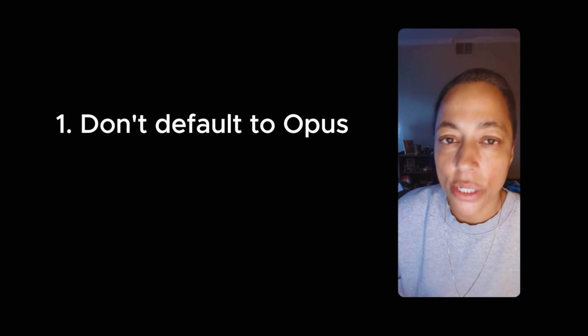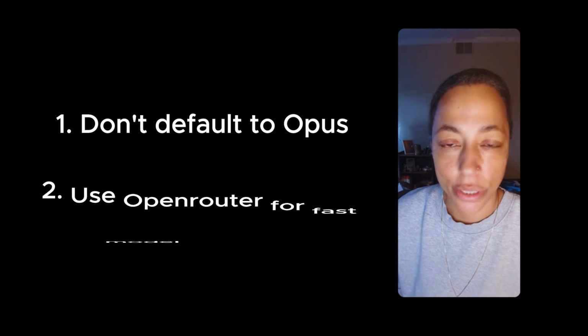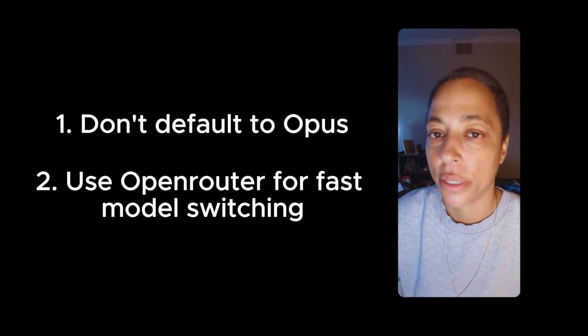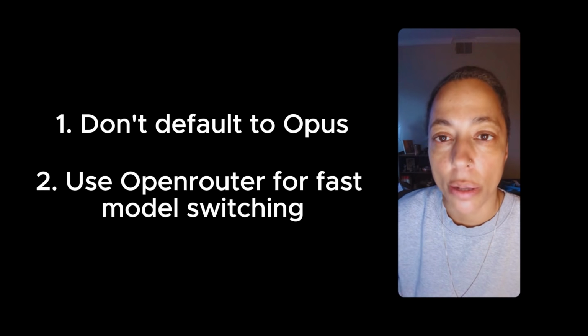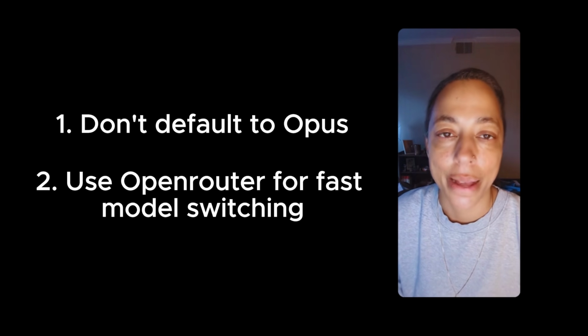So the takeaway is this. You don't need to default to expensive models. Connect OpenClaw to OpenRouter, pick a cheaper default, and switch up only when the job actually needs it.